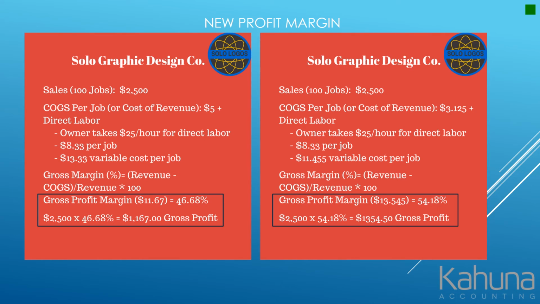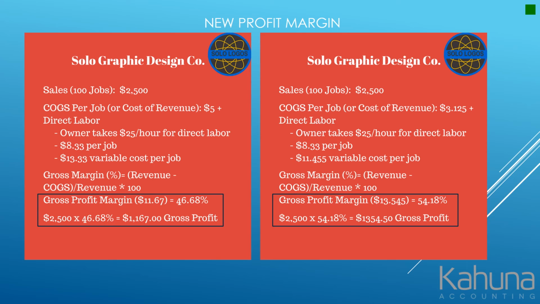Now, on the left-hand side is the old profit margin information, and on the right is the new one with the lower fee taken out of each sale. The change shifts the variable cost per job from $13.33 to $11.45. And after we plug this information into our equation, we see that our gross profit margin goes up from that 46.68% to 54.18%. So what does this mean for our weekly sales?